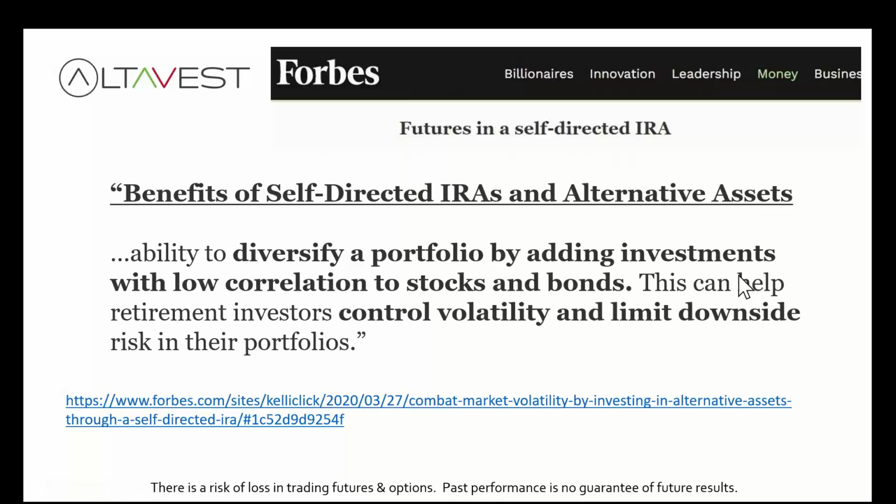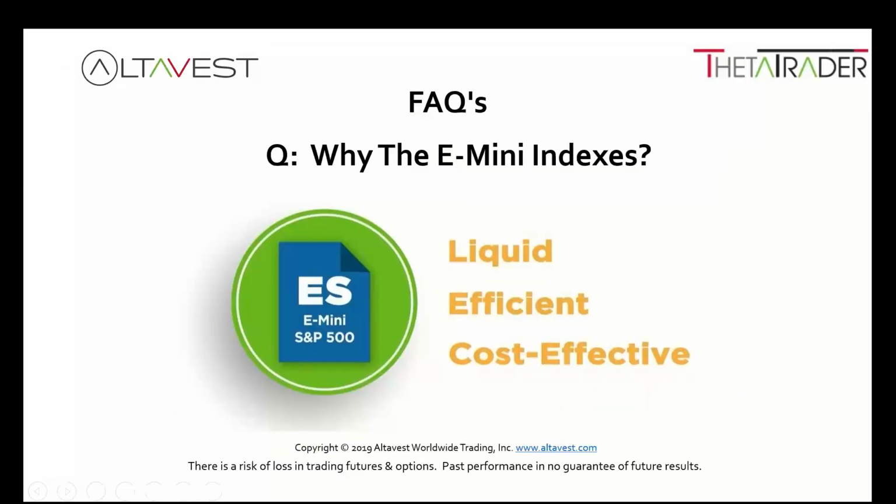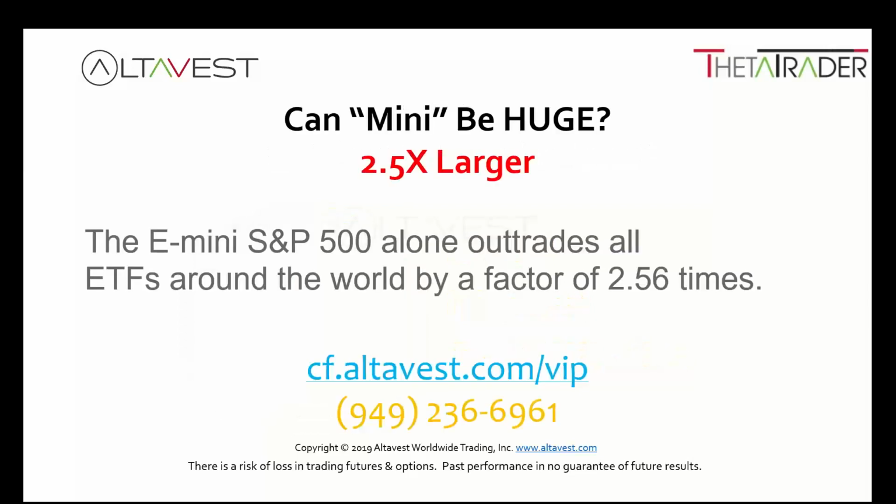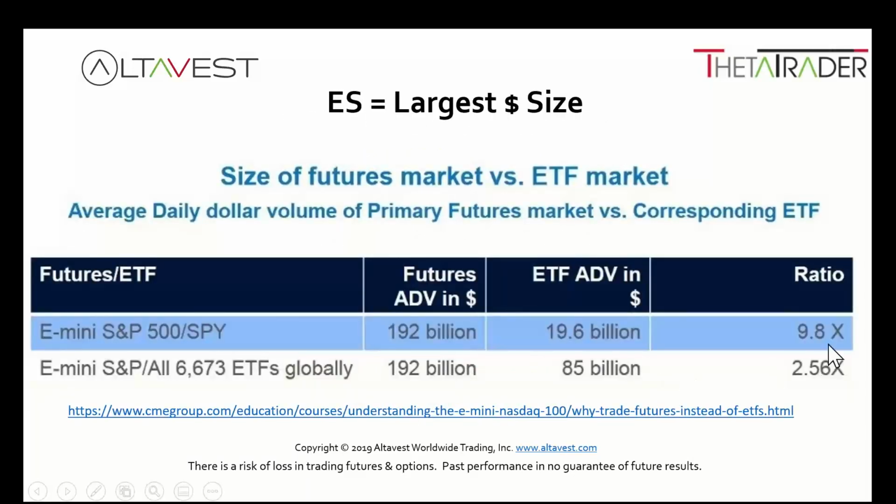Absolutely. Now, why the E-minis? People ask. Well, they're liquid, efficient, and cost-effective, and they're huge. It's kind of an oxymoron. So mini can be huge, 2.5 times larger than all ETFs around the world. Let's say that again. The E-mini S&P 500, this one market, 2.5 times bigger than all ETFs in the whole world. And not only that, but it's 10 times larger than the SPY. So this is the right market, folks.